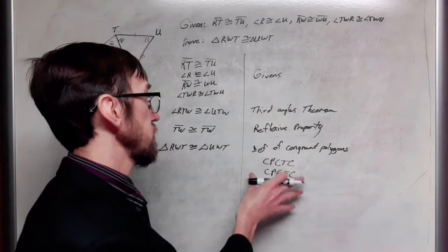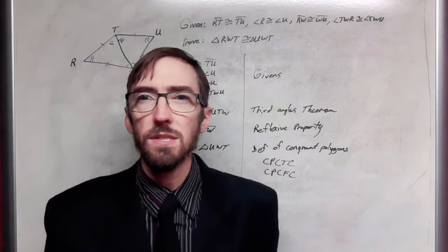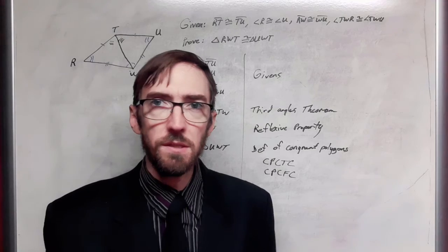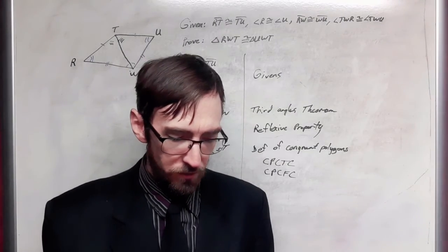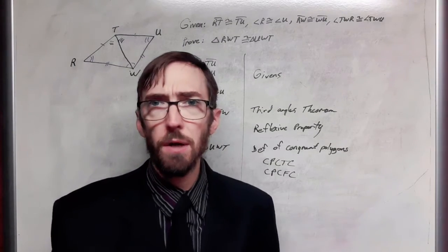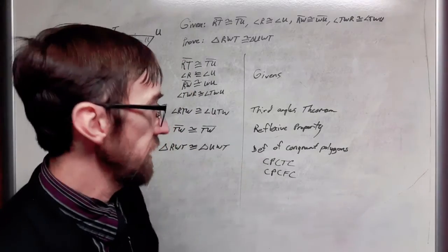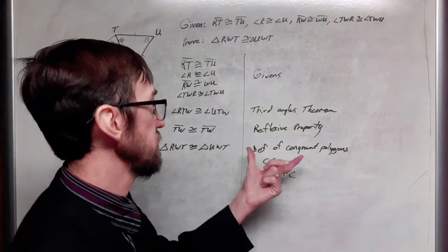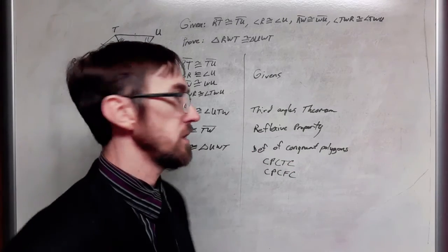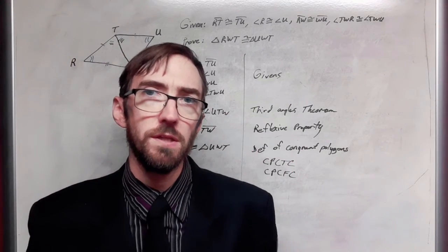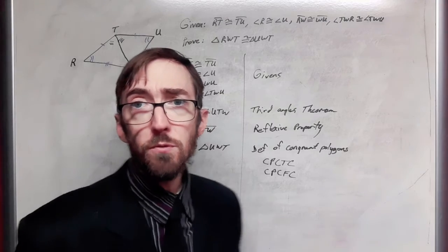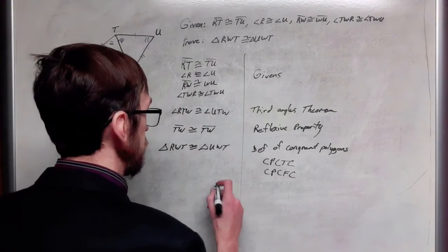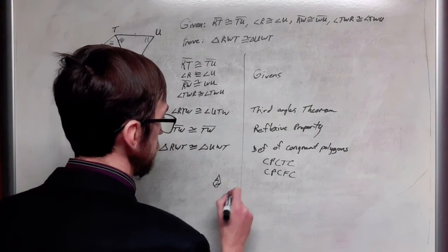But these are common abbreviations that you could see show up in texts, whether you find that in a book or possibly online. So that's what those abbreviations mean. Those could possibly be a replacement as a reason here instead of definition of congruent polygons. At this point, we've proven what we were supposed to prove, so we are done.